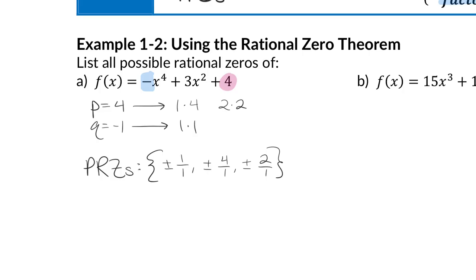Now this is actually 6 numbers because we have the positive version and the negative version of all of these numbers. So if I were going to simplify this, because like the fractions, 1 over 1, we know that's 1, we would say that this list has -1 and positive 1, -4 and positive 4, -2 and positive 2. Because that's all of the versions, the 6 things from my formula, plus or minus p's over q's.